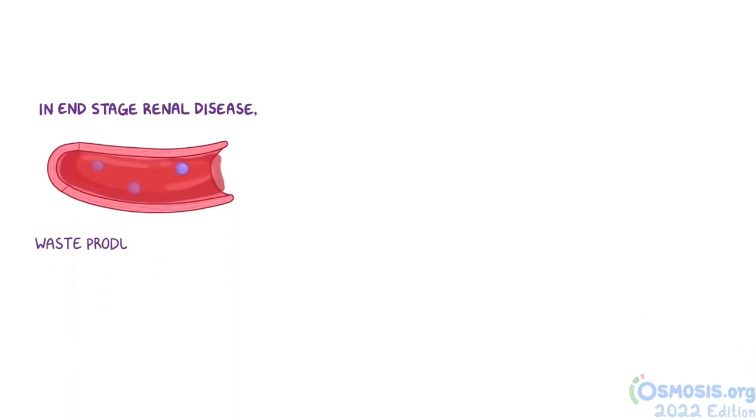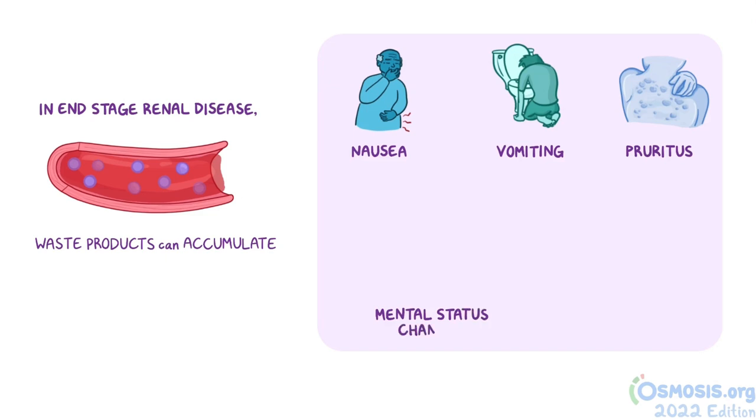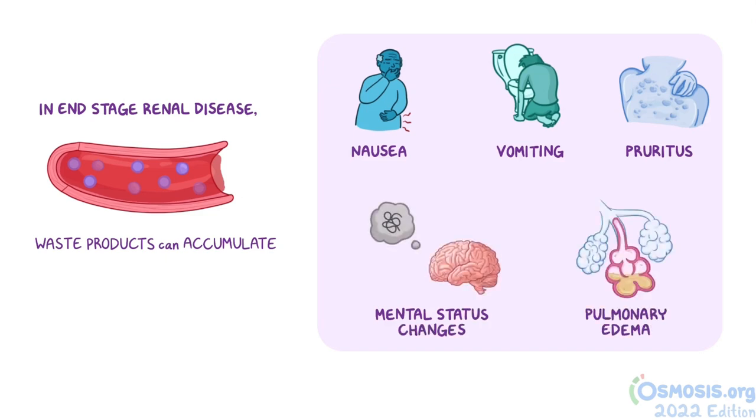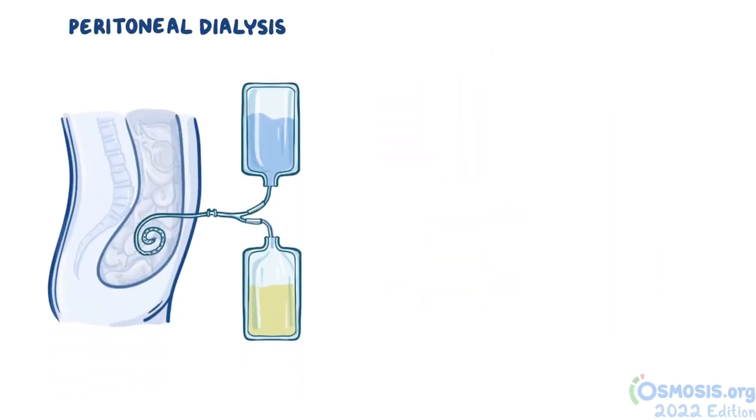Now, in individuals with end-stage renal disease, waste products like urea accumulate in the individual's blood and tissues because they cannot be excreted, causing signs and symptoms like nausea, vomiting, pruritus, mental status changes, or even pulmonary edema. If the individual is unable to overcome the renal dysfunction, dialysis may be needed. There are two main types of dialysis: peritoneal dialysis, which takes advantage of the semi-permeable peritoneal membrane, and hemodialysis, where waste products are removed from the blood.